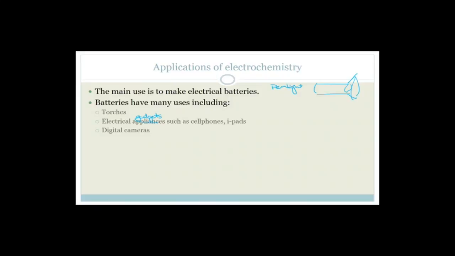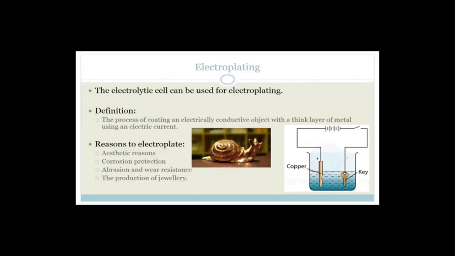Digital cameras, 90% of the time, have batteries that are a little bit different in nature, but they are rechargeable. Hearing aids have teeny batteries because the hearing aids are teeny in size. Electroplating is the first real use of your electrolysis.